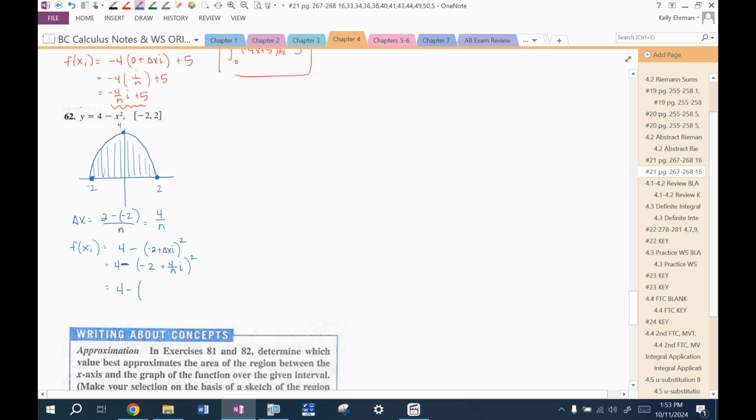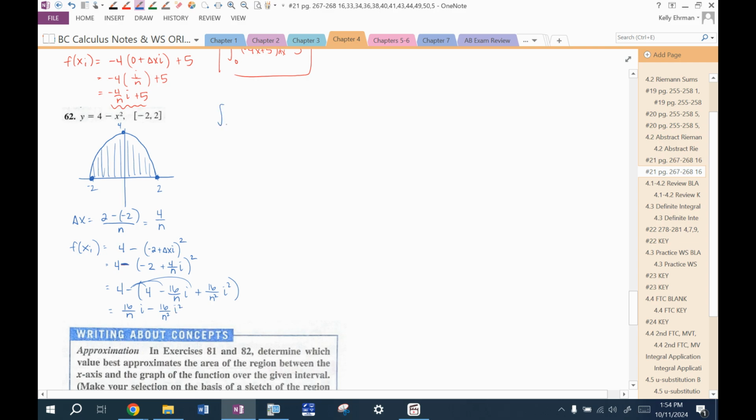Okay, so when I square this out, I get negative 2 times negative 2 is 4. Negative 2 times 4 over n is negative 8 over n. You're going to double that to negative 16 over n times I. That's just the rules for squaring a binomial if you use the shortcuts. And then the last term is going to be this squared. So that's 16 over n squared I squared. Now distribute this negative through. The 4's cancel. I get positive 16 over n times I minus 16 over n squared times I squared.